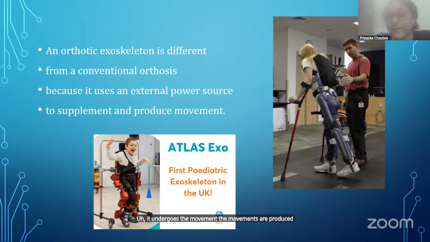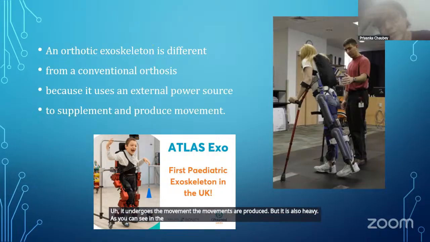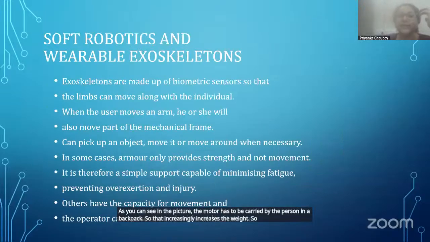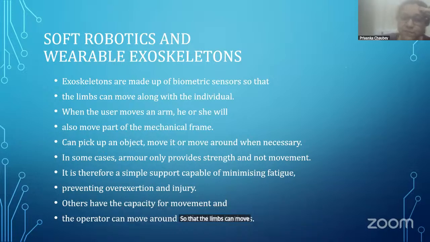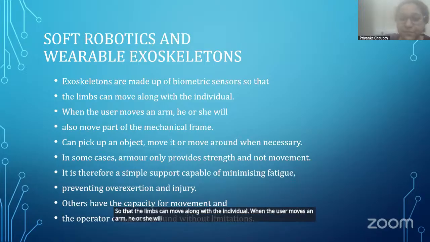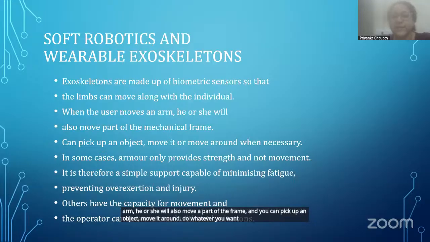But it is also heavy. As you can see in the picture, the motor has to be carried by the person in a backpack, so that increases the weight. So soft robotics and wearable exoskeletons are made up of biometric sensors so that the limbs can move along with the individual. When the user moves an arm, he or she will also move a part of the frame, and you can pick up an object, move it around, do whatever you want. In some cases, only armor is provided, which only gives strength, not movement.